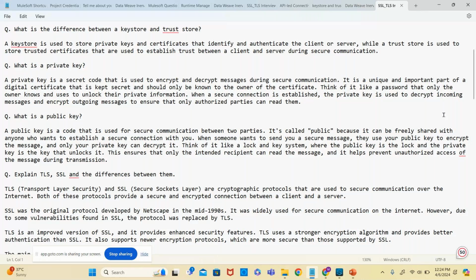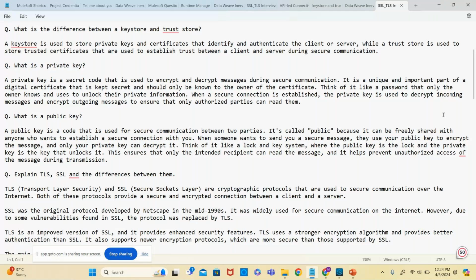Think of it like a lock and key system where the public key is the lock and the private key is the key that unlocks it. This ensures that only the intended recipient can read the message, and it helps prevent unauthorized access of the message during transmission. See, try to understand and keep 2 to 3 sentences in your mind. That's more than enough. Okay, fine.